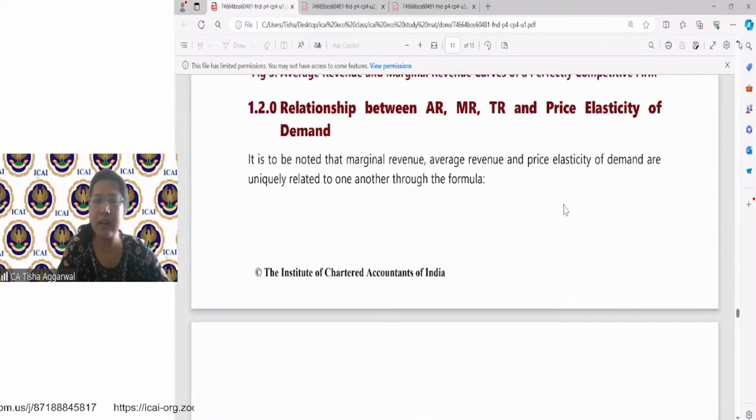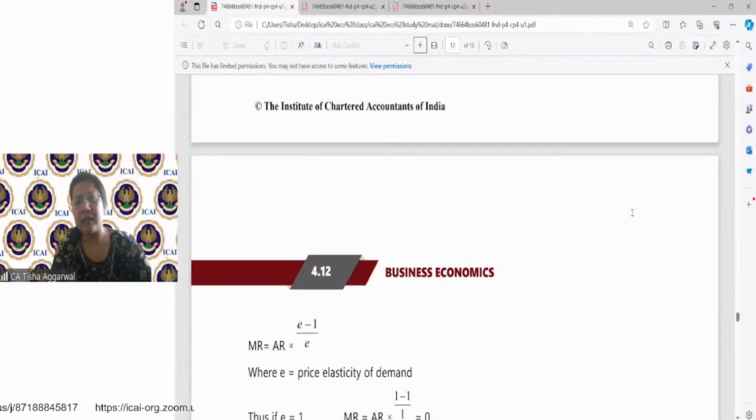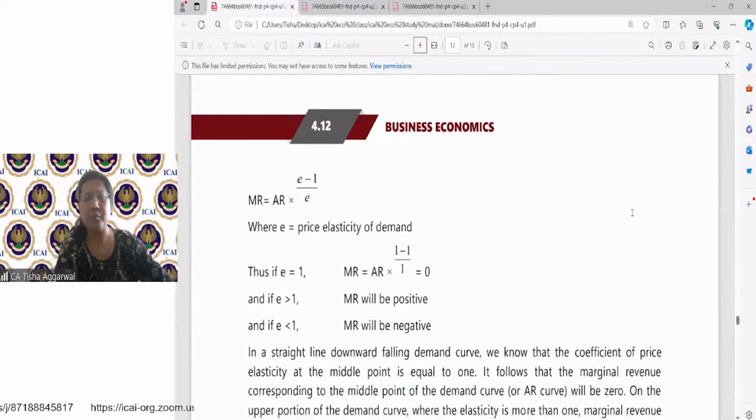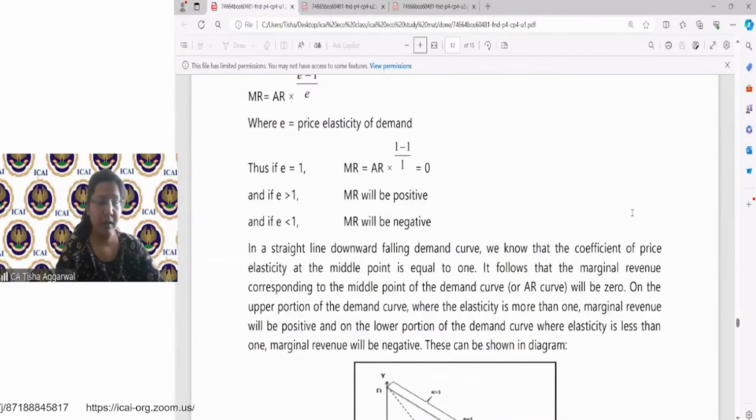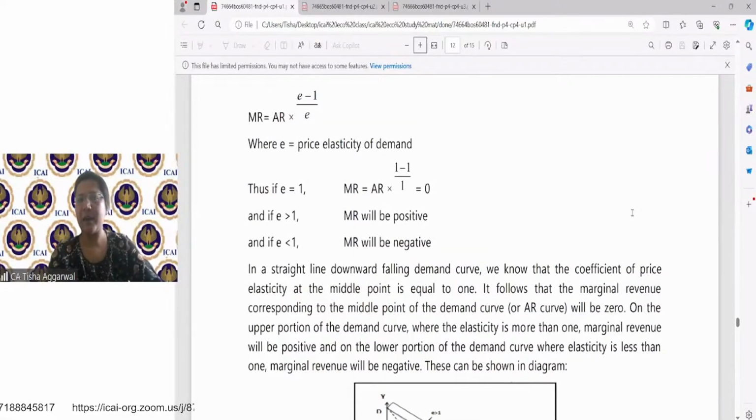So, what is the relationship between AR, MR, TR, and the elasticity of demand? So, please understand that there's this formula of marginal revenue equal to average revenue into elasticity, that is the price elasticity of demand, minus 1 upon elasticity.